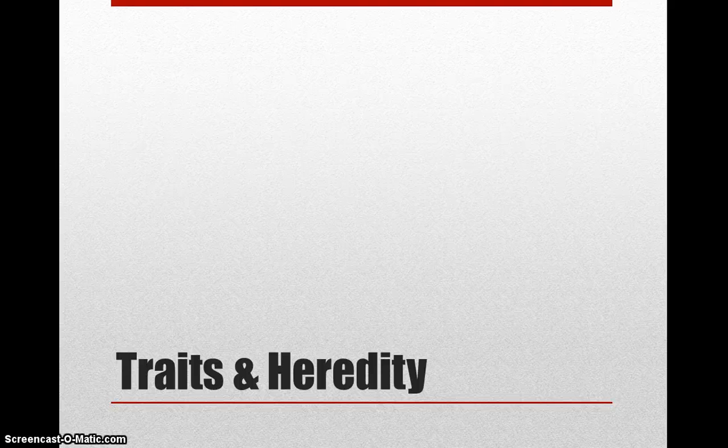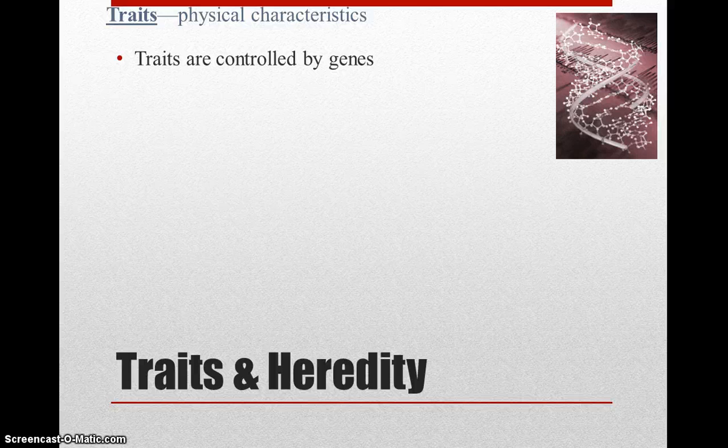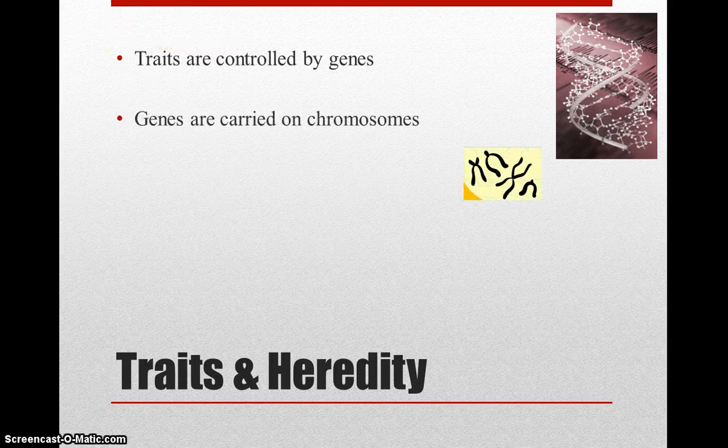So we need a little bit of background information. The first thing I want you to know is that traits are controlled by genes. Not the type of genes like blue jeans that you buy in the mall, but genes, G-E-N-E-S, that have to do with genetic information. So traits, by definition, are just physical characteristics, and genes are factors that control traits. Sometimes they're considered specific locations on chromosomes. Genes are carried on chromosomes.